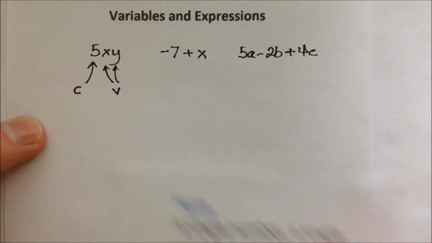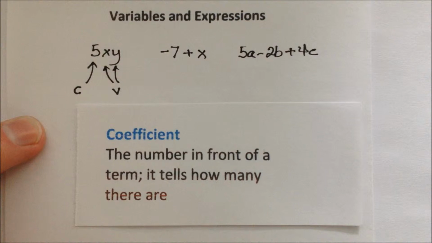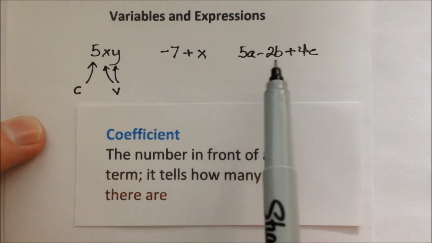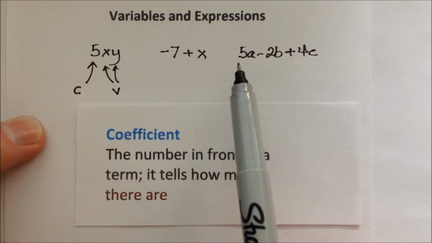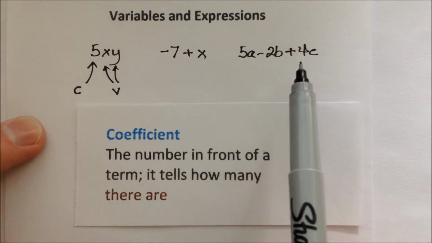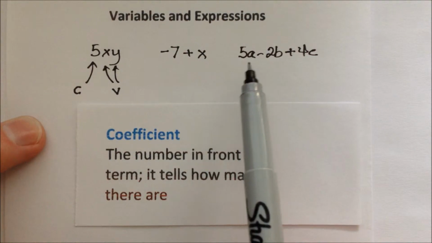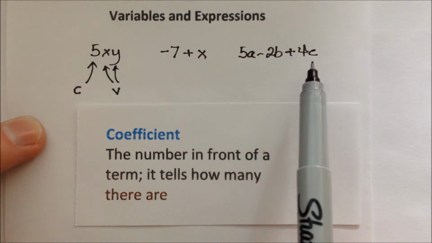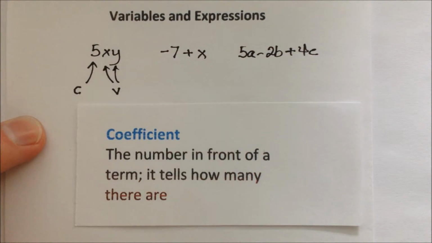Another word that I want to talk about is the word coefficient. A coefficient is just the number in front of a term. It tells how many you have. So in this third example up here, we had 5a minus 2b plus 4c. The coefficients happen to be the constants, 5, 2, and 4, because it has to do with how many we have. So in this case, how many A's do we have? Well, we have 5 A's. How many B's do we have? We have 2 B's. And how many C's do we have? We have 4 C's.